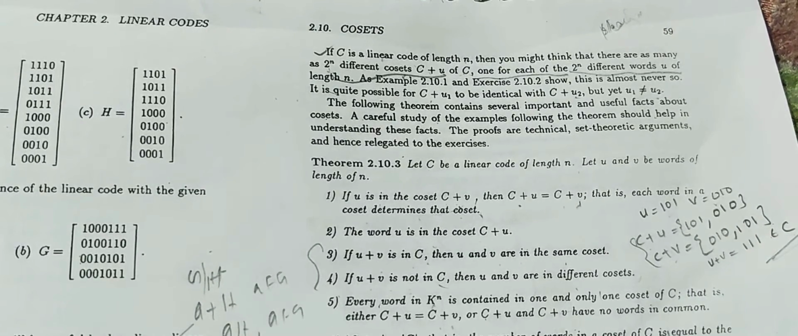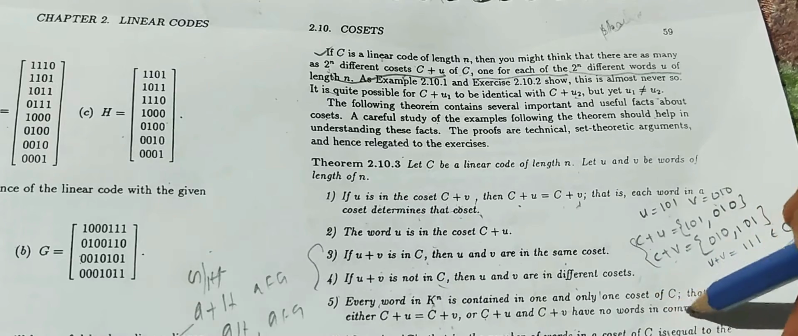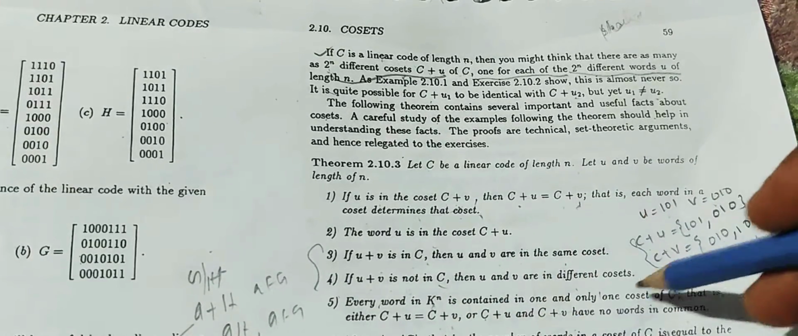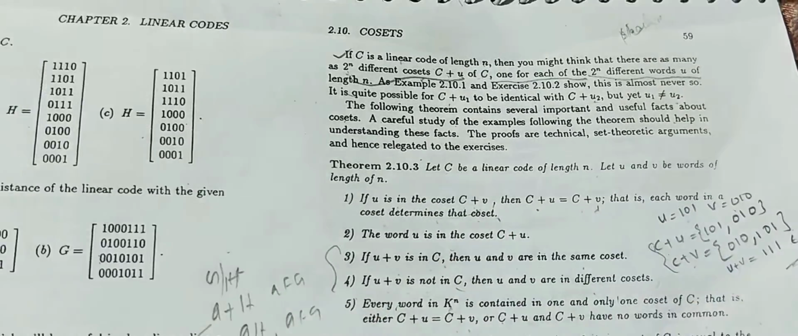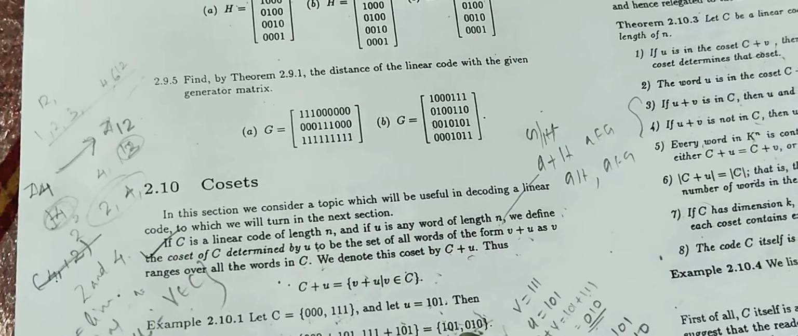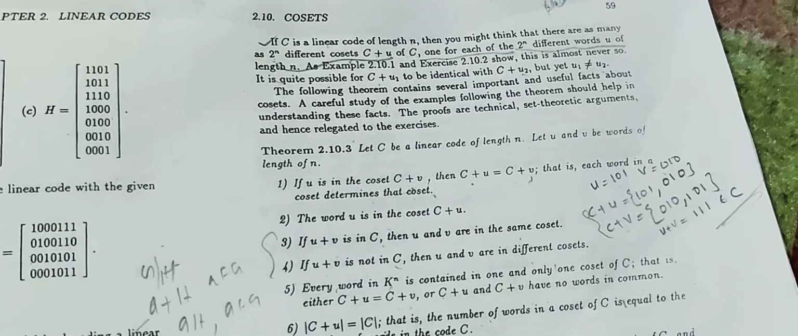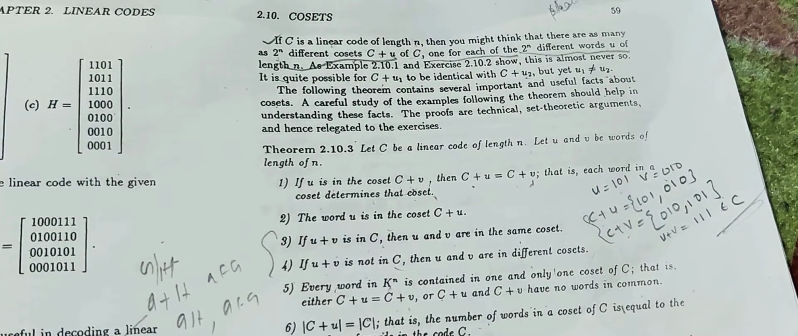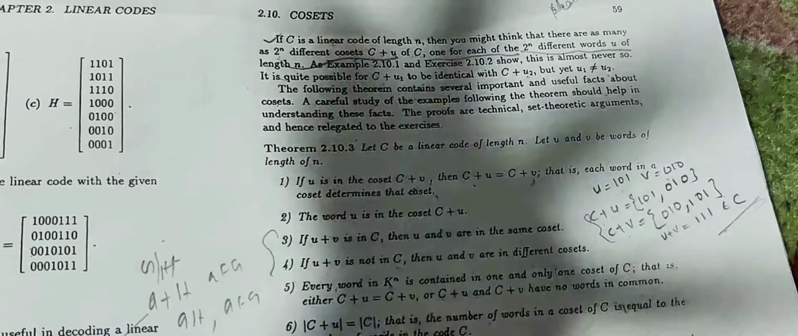And the sixth one is the modulus of C plus U is equal to the modulus of C, that is, the number of words in a coset of C is equal to the number of words in the code. Here C is equal to 0 0 1 1, so C plus 0 1 0 1 has two words. If C has dimension k, then there are exactly 2 raised to n minus k different cosets of C, and each coset contains exactly 2 raised to k words.